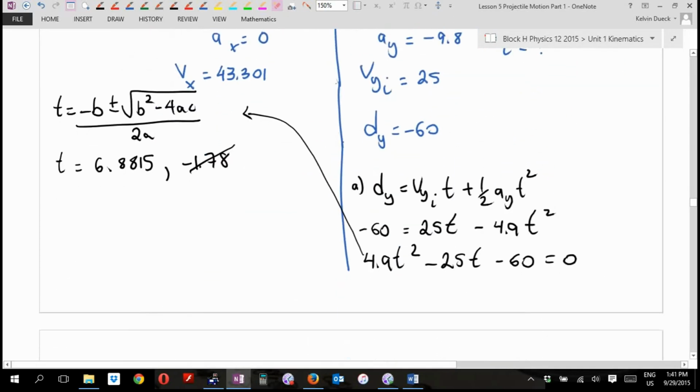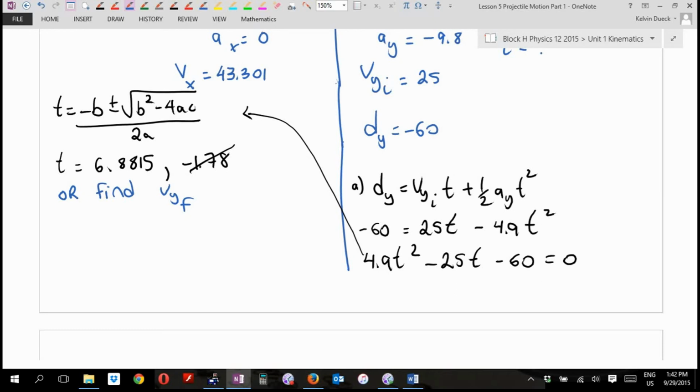Now, if you don't have a solver, you can quadratic formula this. Or you have another option. There is one more option. Instead of finding time, you can find the final velocity. Because it seems to me with acceleration, v initial, and d, there is an equation that has a v final in it. Find it.